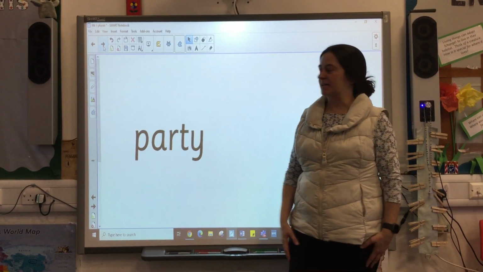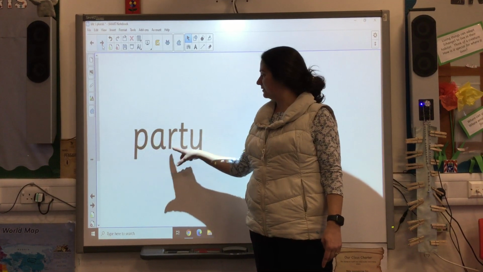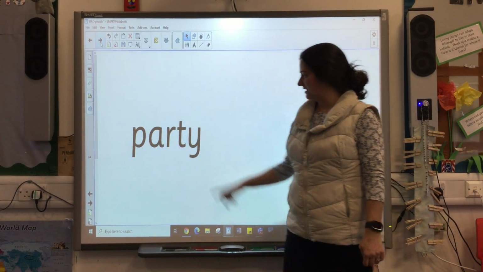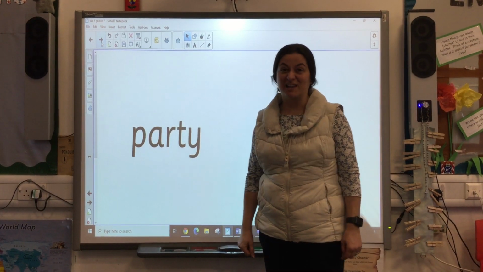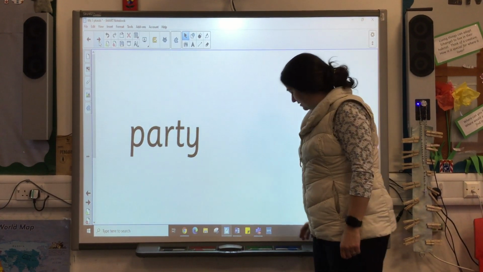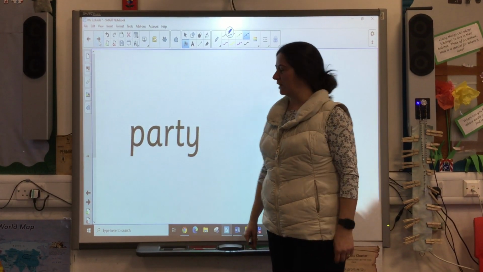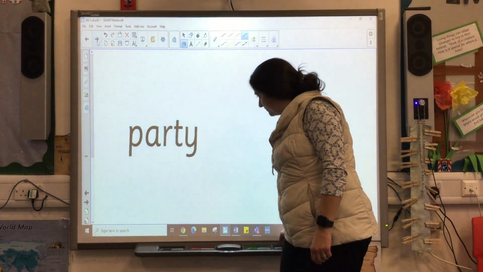Have a look at my word, segment and blend it. That's right, party. I like to go to a party. I like to go to lots of parties. I want to change this word from singular to plural, more than one. Here's how you do it.